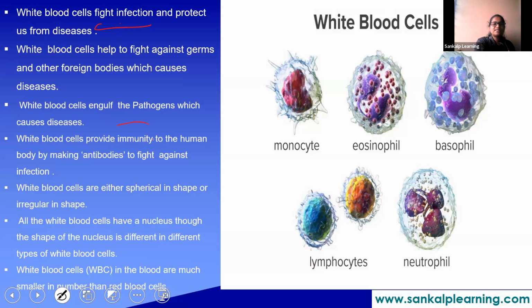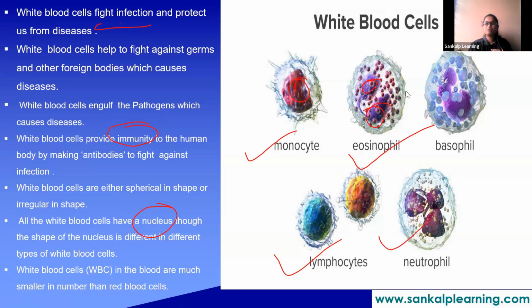It provides immunity. Immunity means the capacity of fighting against diseases, which will be given by white blood cells. In white blood cells, the main thing is the nucleus. The cells will be having a nucleus, and the nucleus will be of different shapes. Depending on the different shape of the nucleus, white blood cells are of these types: monocyte, eosinophil, lymphocytes, neutrophils. So these all are the types of WBCs or white blood cells.